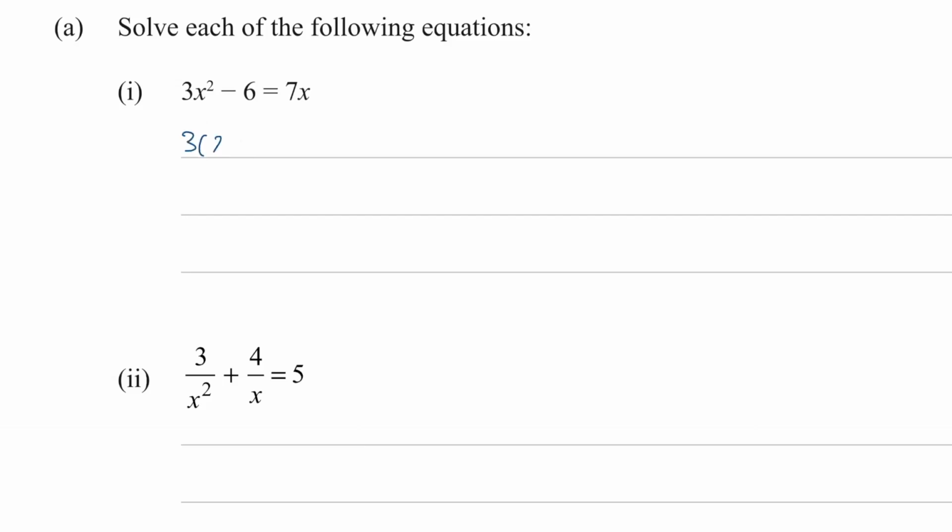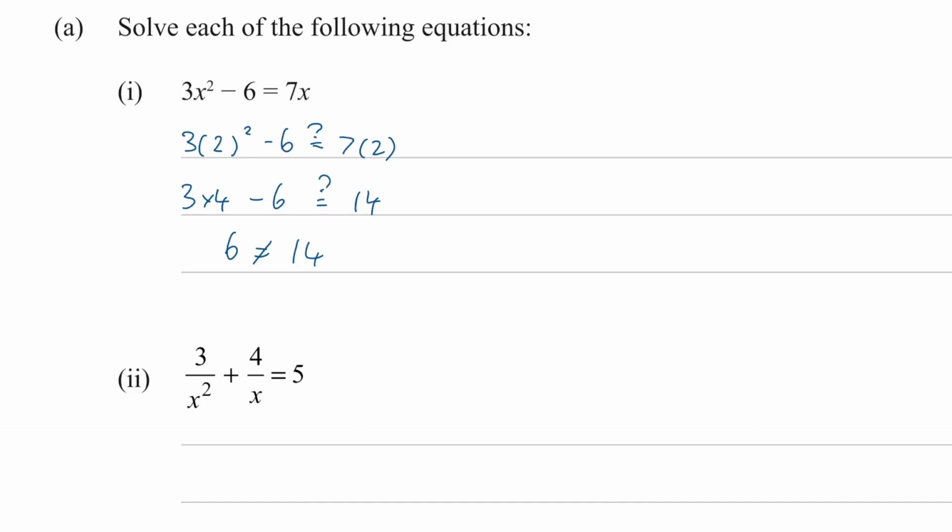So 3 times 2 squared minus 6. Does that equal 7 times 2? Right, so I just substituted in 2 for x. So this would be 3 times 2 squared, which is 4, minus 6 equals 14, which is 12 minus 6, which is 6, which does not equal 14. So what we've done is we've shown that x equals 2 is not a solution.